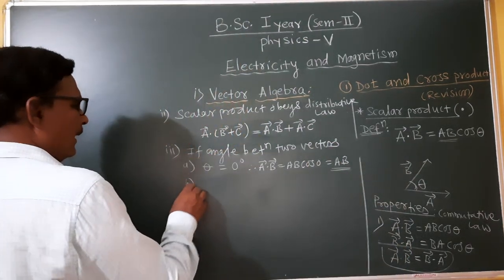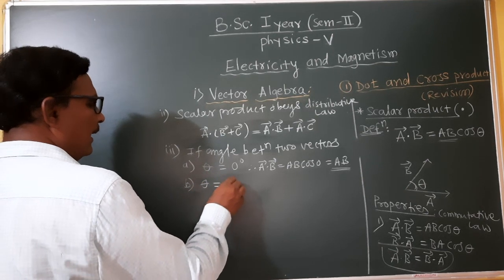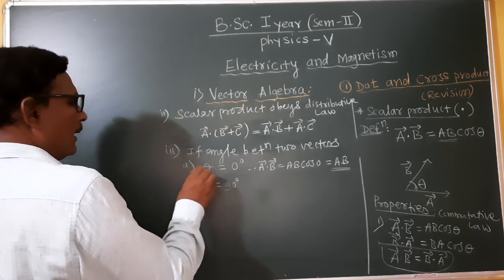Second, if the angle between two vectors is 90 degree, here we say that the two vectors are perpendicular.